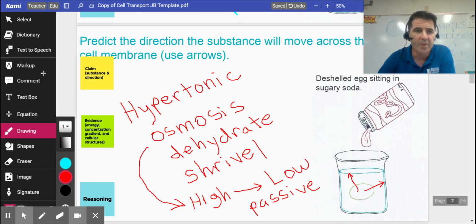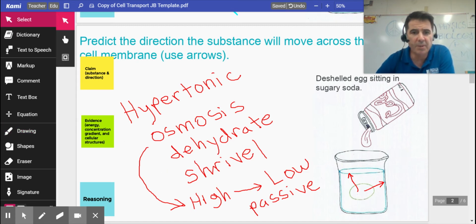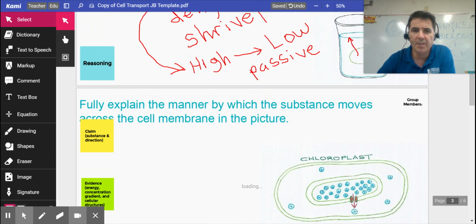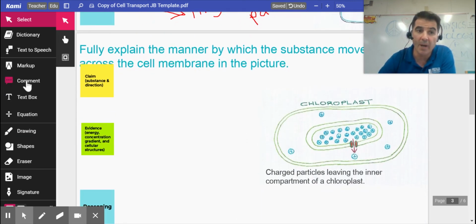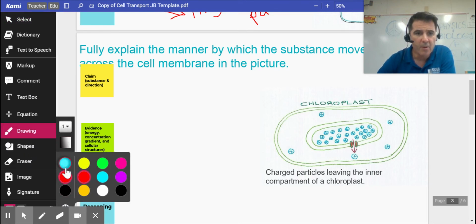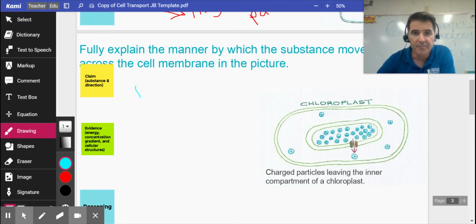Okay, the next one. So the next one is not osmosis. The next one is going to be a situation where you're going from high to low again. So in this case, we're going from high to low. And since it's high to low, it is still passive transport.